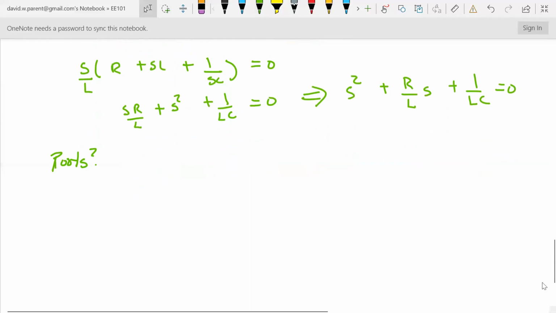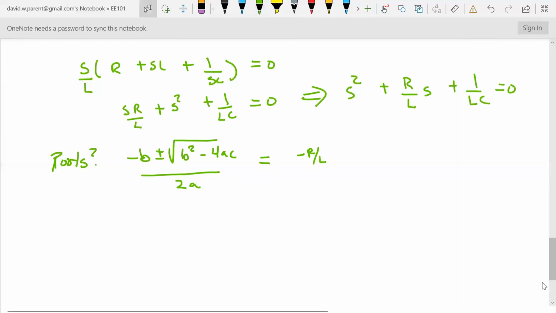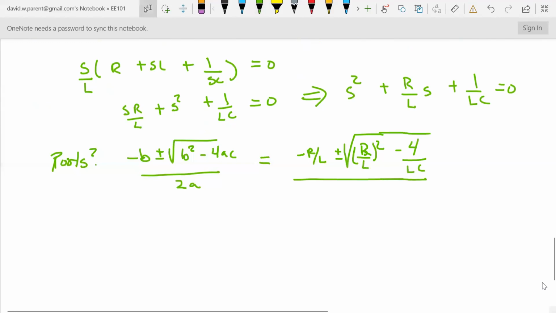So roots, right? What are the roots of that equation? All right. Well, we use minus b plus or minus the square root, and a lot of times we can just see what's going on here. So b would be R divided by L, so minus R divided by L, plus or minus the square root of R divided by L squared minus 4. A is 1. C is 1 over LC. And the denominator just becomes 2.